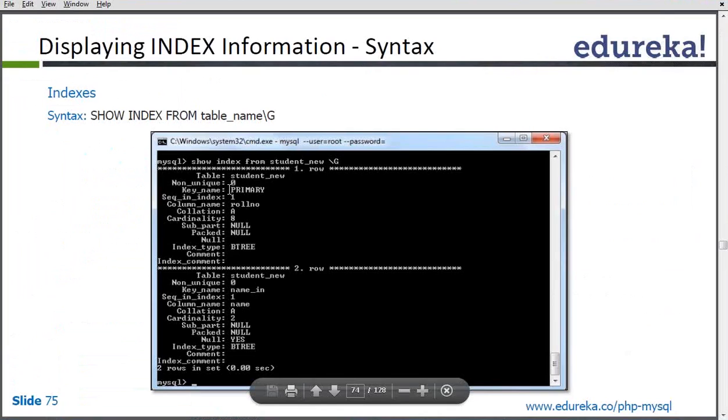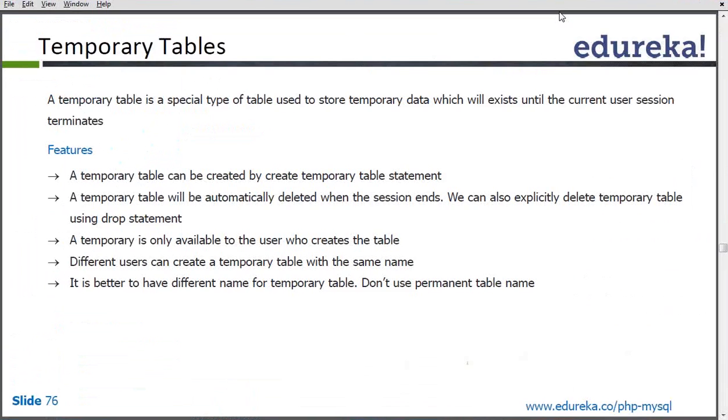What is a temporary table? A temporary table is a normal kind of table; the syntax of creating a temporary table is the same as we create a normal table. The only difference is that rather than writing create table, we write create temporary table. Now a temporary table basically remains up to that particular MySQL session.